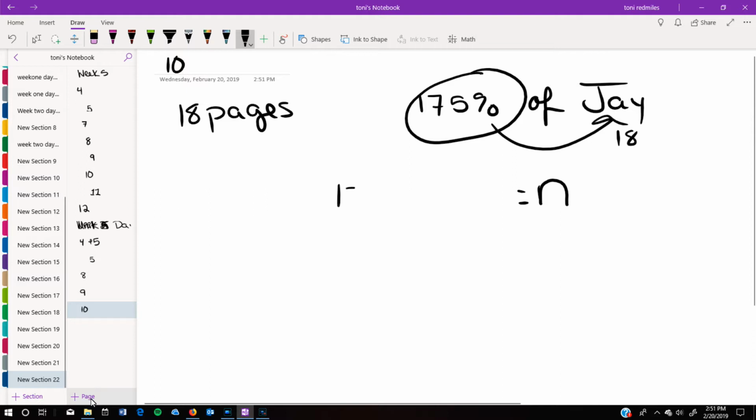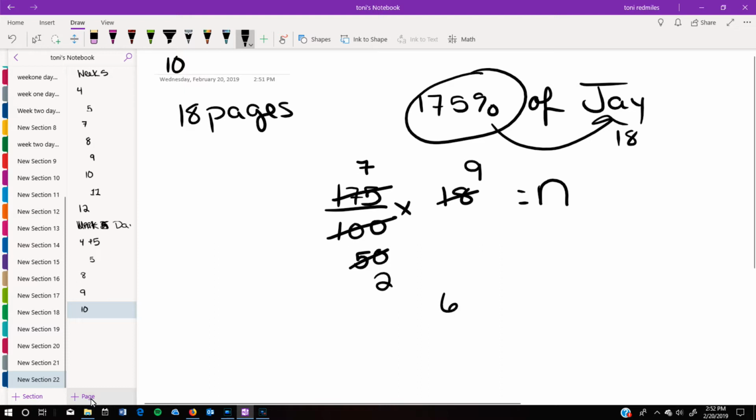So I'm going to write this one as a fraction since our last one I did not as a fraction. Of means multiply, so I'm going to be multiplying these two. 2 goes into 18 9 times, and 2 goes into 175, I mean 25 goes into 175 7 times, and into 100 that many times. Now I can multiply. 7 times 9 is 63. 2 times 1 is 2.